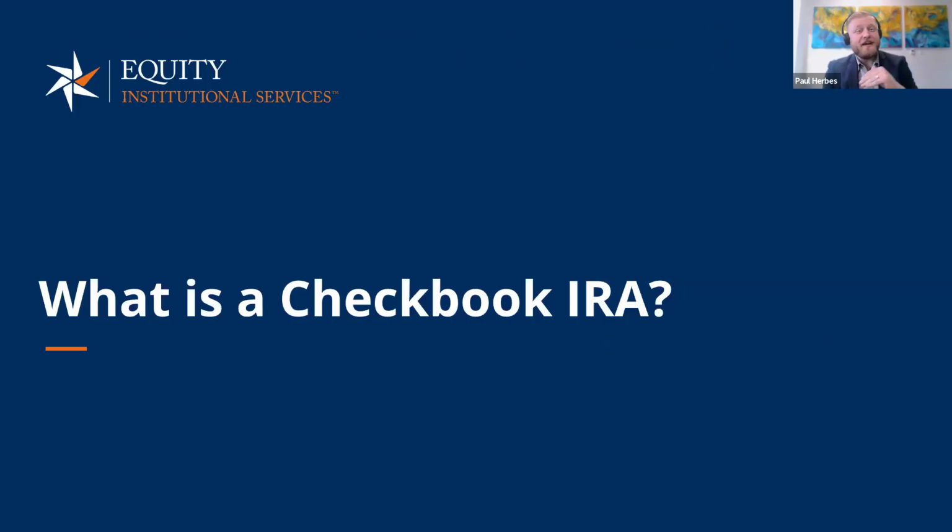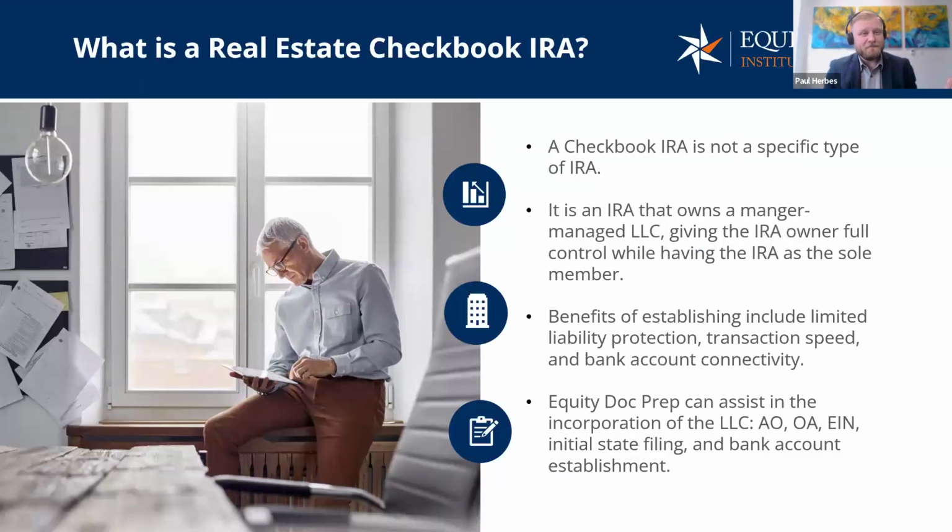Now, what I want to pivot into tonight is known as a checkbook IRA. It's a similar IRA vehicle. Rather, it's an IRA that owns a single-member manager-managed LLC. What this does is provide protection, not only for the IRA account owner, but for the IRA itself. This is going to create a limited liability veil to protect you.